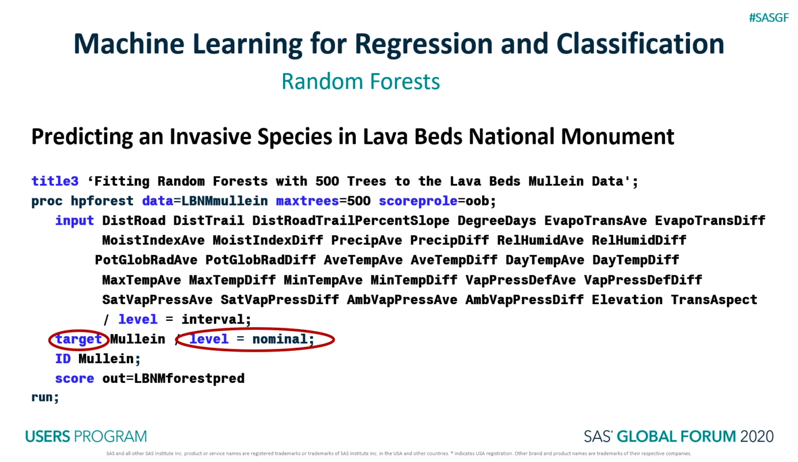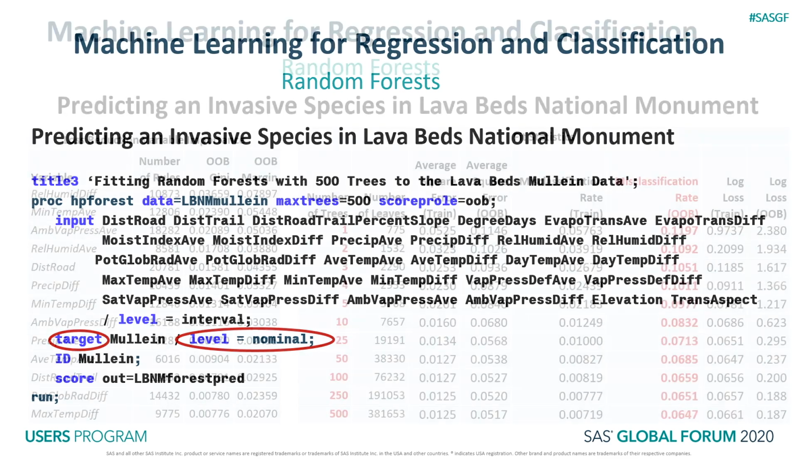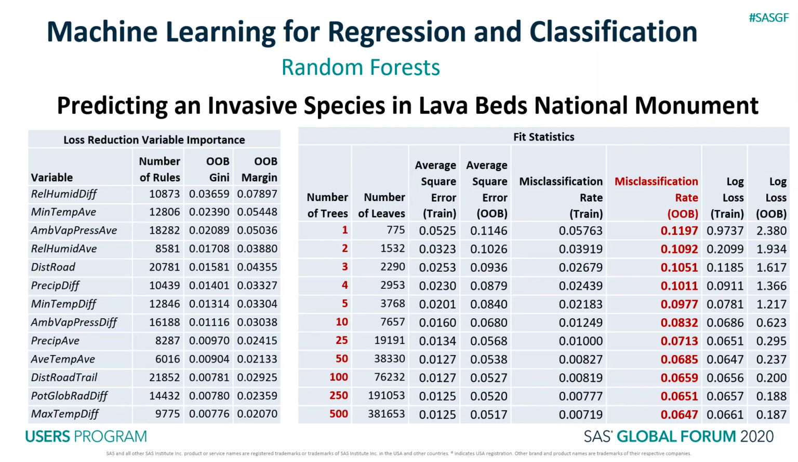So I ran proc HPFOREST on these data. You might think with 500 trees this would take a considerable amount of time, but it does not. Forest is very fast and efficient compared with comparable machine learning algorithms. So it only took a few seconds, and here's some of the output that I got. On the left-hand panel, we've got loss reduction variable importance. One of the features of random forests and other tree-based algorithms is that they give you estimates of the importance of various predictor variables.